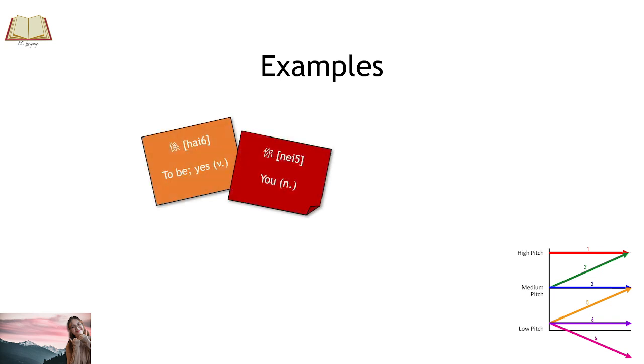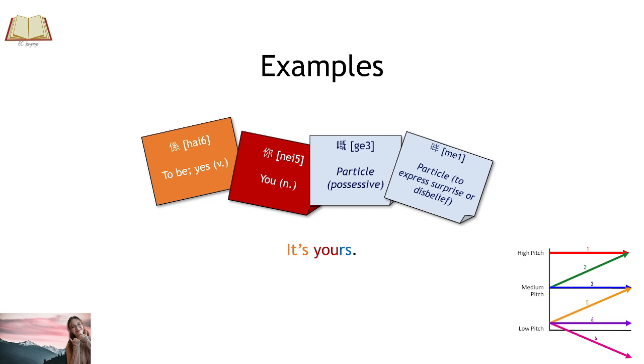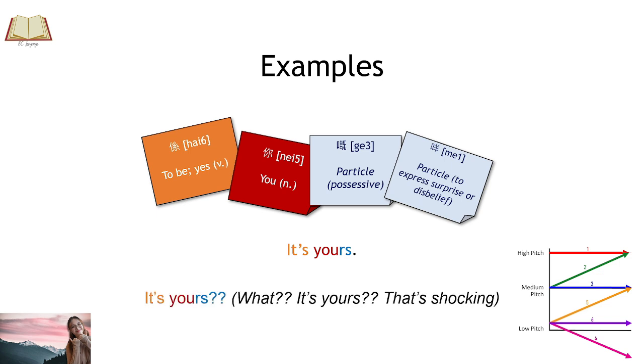Hai ni ge. Ge used at the end of a sentence can either emphasize a statement or indicate a possession. In this case, it shows possession. Refer to a previous video of mine for more on this usage, linked in the upper right corner. As a normal statement, this is a statement asserting the fact that it's yours. Placing me at the end, hai ni ge me, and it must go at the end, turns it into a question like, what? It's yours? Suggesting that the speaker is surprised that the item belongs to this person.